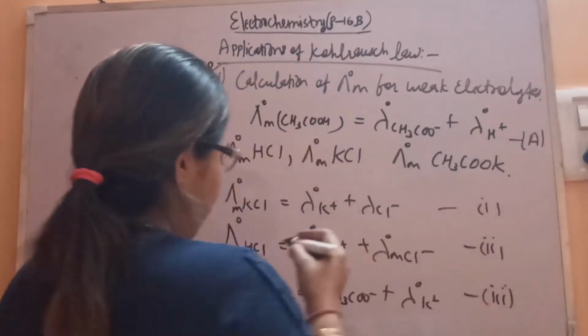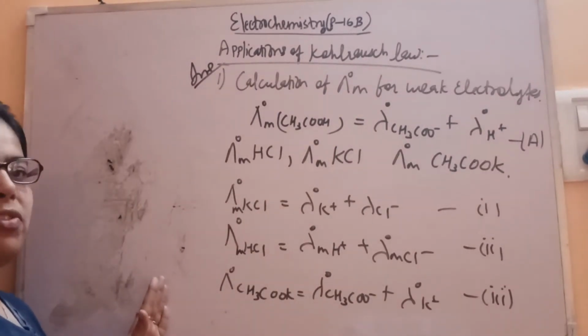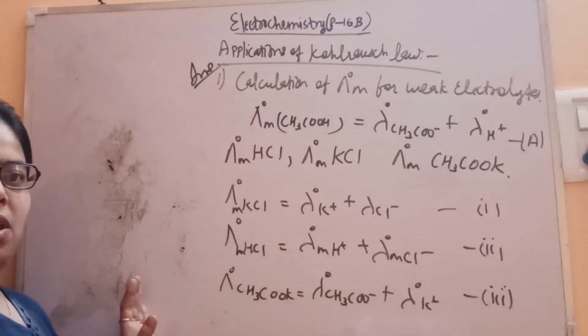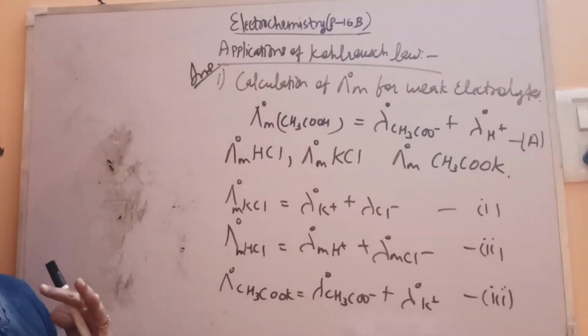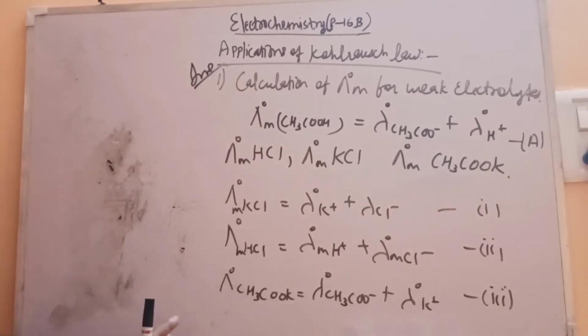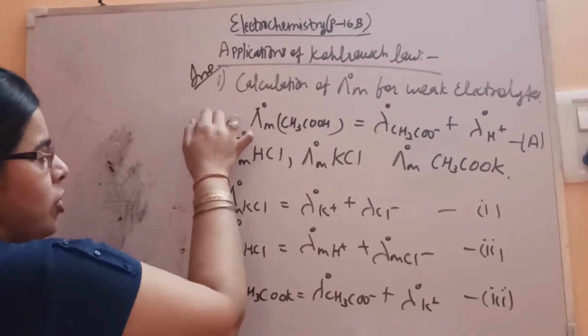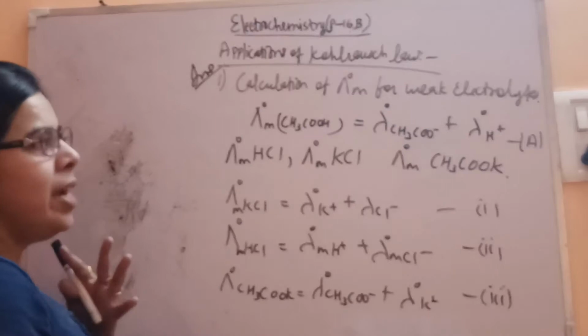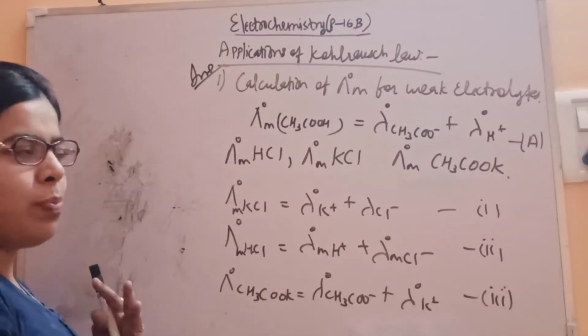To get A, what you have to do is consider all these three equations as algebraic expressions. All of you know how to solve algebraic expressions: you multiply by a suitable integer, then add or subtract to get that particular expression. So here your aim is to get this expression from these three, by either subtraction or addition, whatever is possible.